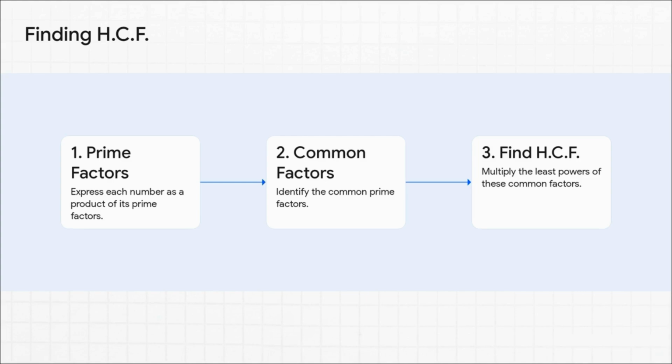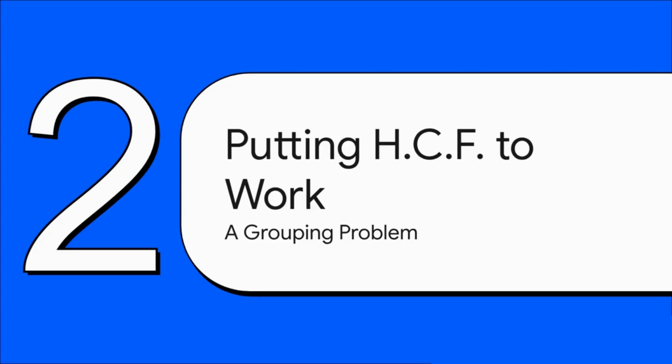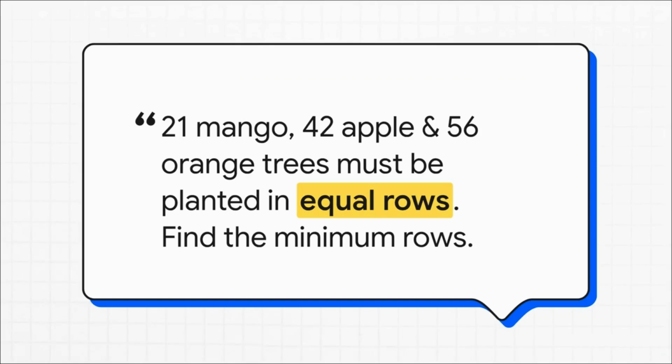Okay, theory is one thing, but let's actually see our greatest sharer get its hands dirty with a classic grouping problem. So check this out. We've got mango trees, apple trees, orange trees, and we have to plant them in rows. But here's the kicker. Every single row has to have the exact same number of trees, and we want to make those rows as big as possible to use the fewest number of rows.